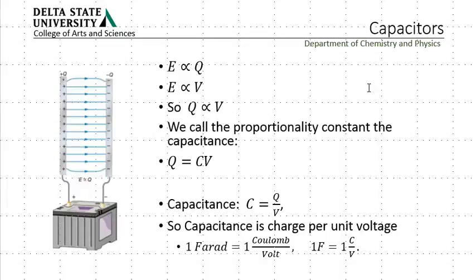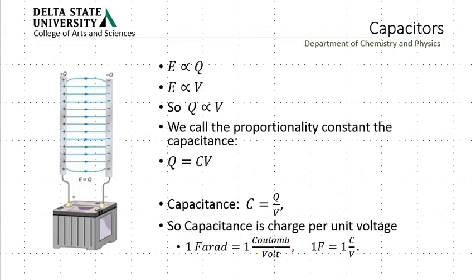So we could solve for capacitance, and the capacitance is just Q over V. From a unit perspective, it is charge per unit voltage, or coulombs per volt. Scientists named this unit the farad after Faraday. So 1 farad is 1 coulomb per volt.